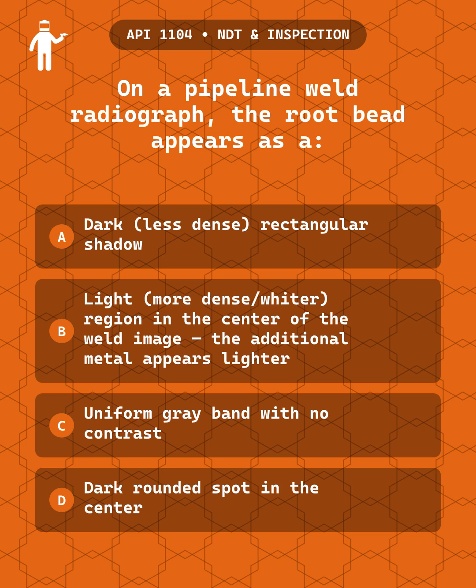Question 7. On a pipeline weld radiograph, the root bead appears as A, a dark rectangular shadow, B, a light or whiter region in the center of the weld image because the additional metal appears denser, C, a uniform gray band with no contrast, or D, a dark rounded spot in the center?